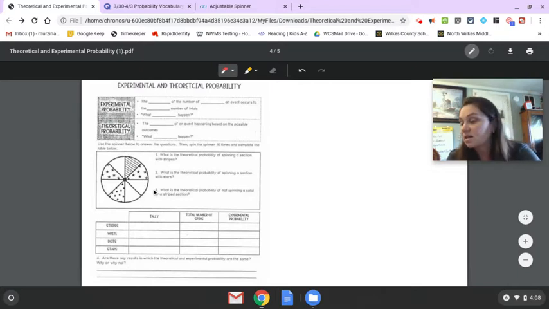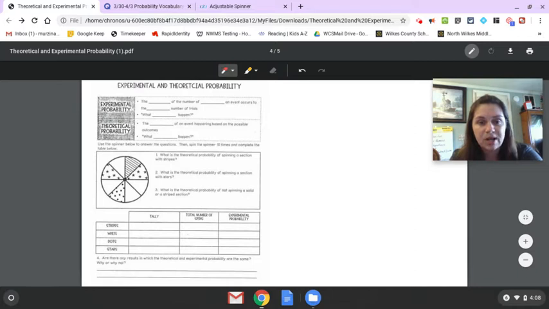The second part says use the spinner below to answer the questions, then spin the spinner 10 times and complete the table below. Obviously you can't spin this one, so I'm going to show you where you can go get a spinner and try these out, do these trials. But first, let's talk about the theoretical probability, meaning what's likely to occur.